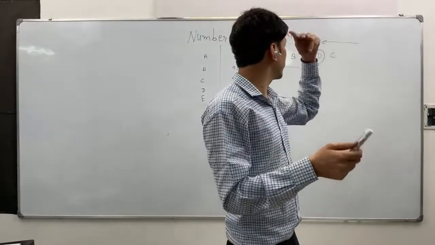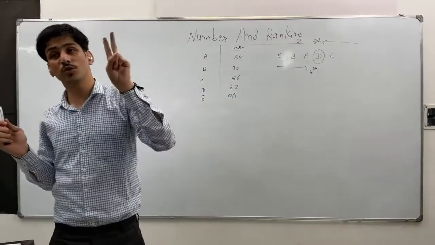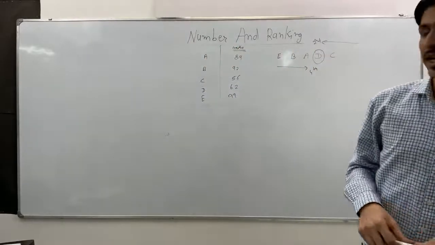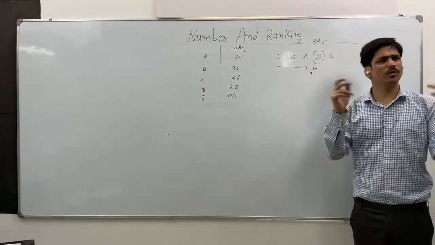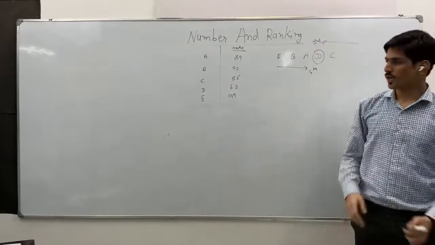So if I ask you what is the rank of B, you cannot tell. If I ask you what is the rank of B from the left hand side, 2. What is the rank of A from the right hand side? 3, right? If someone is in the middle, then his rank will be the same, either you count from the left hand side or from the right hand side.